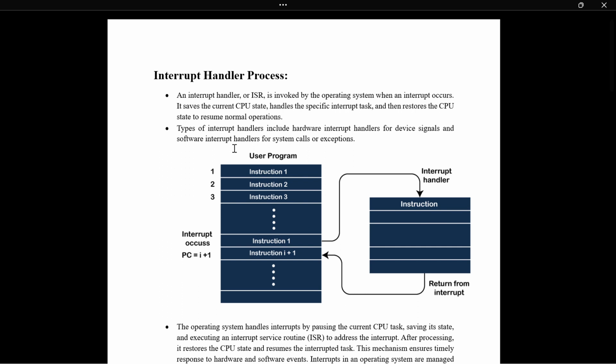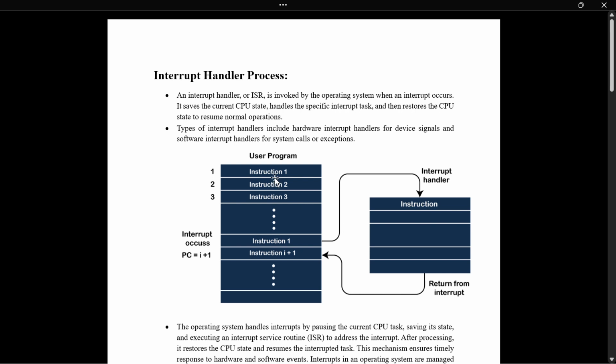It saves the current CPU state, handles the specific interrupt task, and then restores the CPU state to resume normal operations. Types of interrupt handlers include hardware interrupt handlers for device signals and software interrupt handlers for system calls or exceptions. So this is a diagram of an interrupt handler.